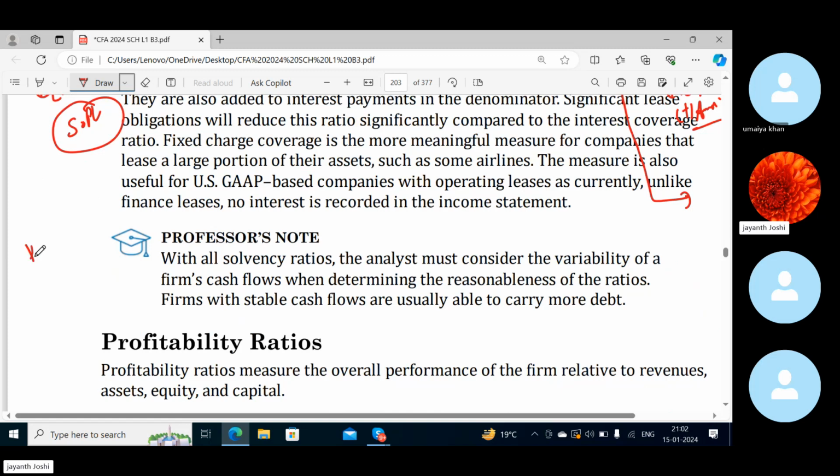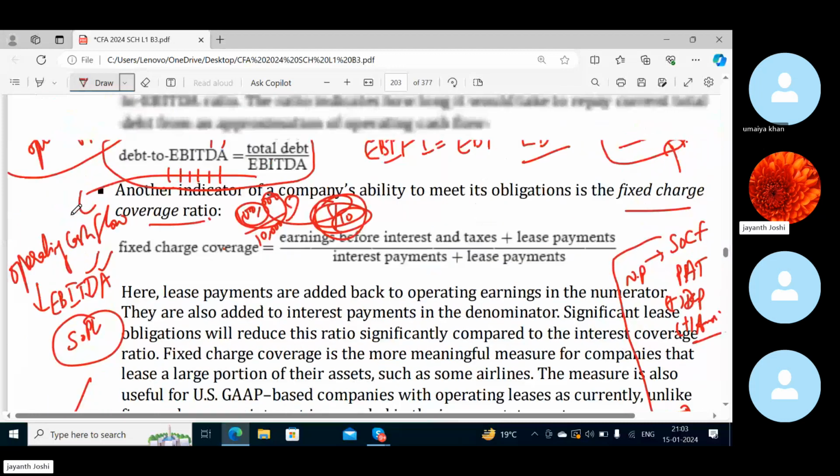So let's say my debt is 50,000 and my operating cash flows are 1 lakh. So can I easily repay my debts with this? Come on, tell me. Sir, yes. My debt is 50,000. My operating cash flows are 1 lakh. Can I easily pay my debt? Yes. I have 100% more cash than my debts, or my debts are 50% of my operating cash flows. That's great, right?